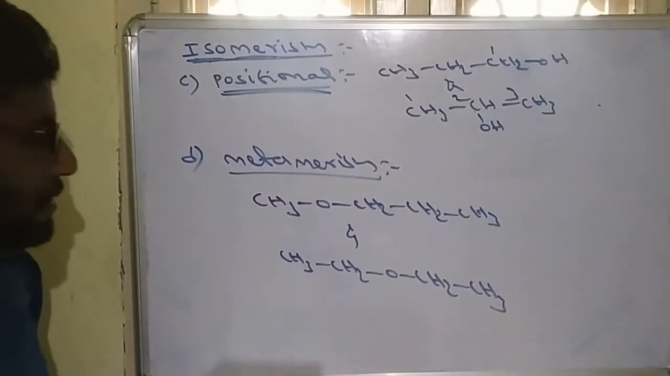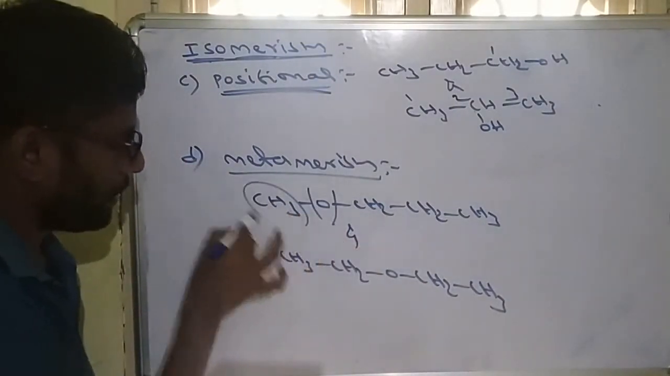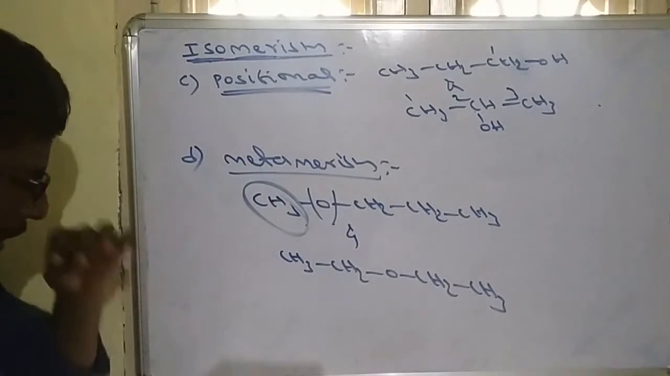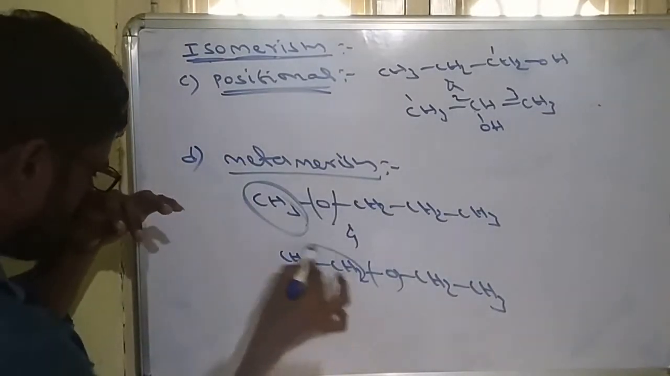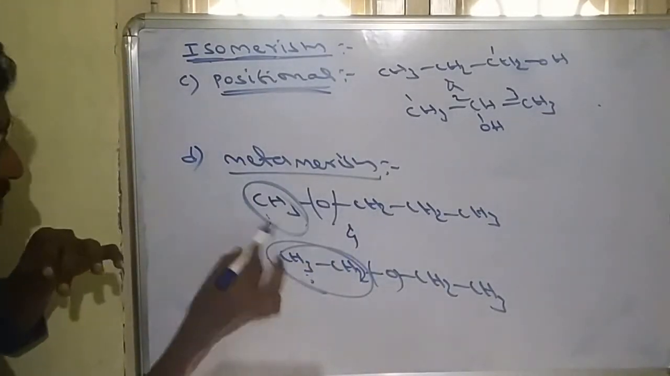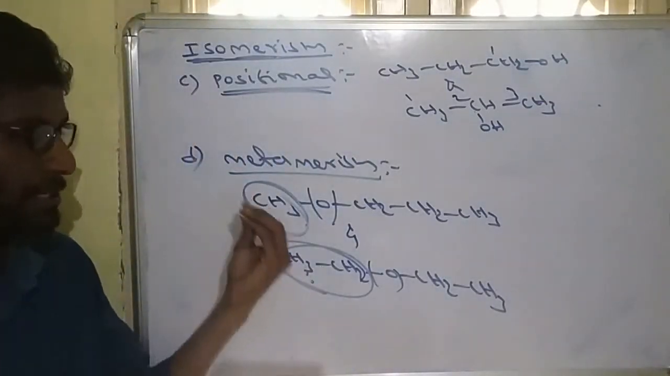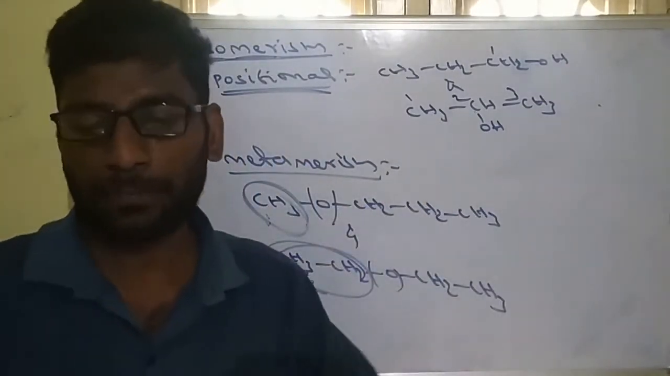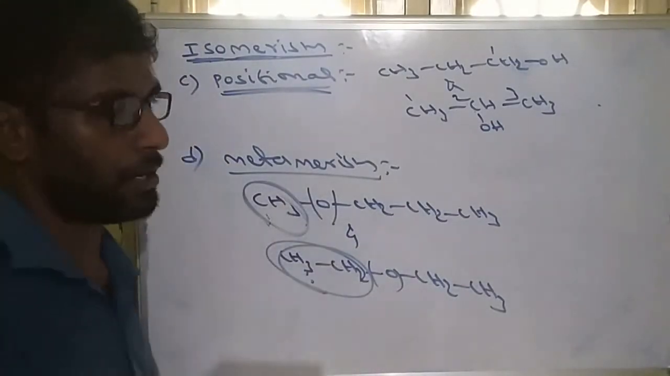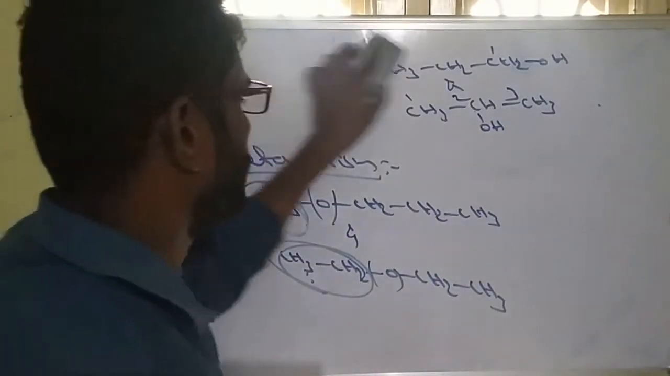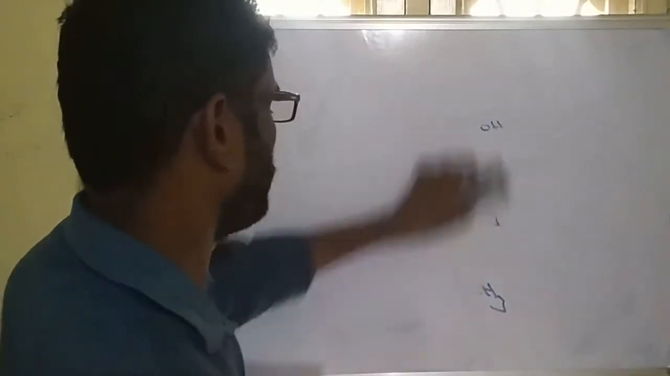So both are ethers. Both have the same formula. But what is the difference here? On this functional group, a methyl group is attached, but on this functional group, an ethyl group is attached. So different alkyls are attached, and such molecules are called metamers. Metamers are different alkyl attachments on the functional group.